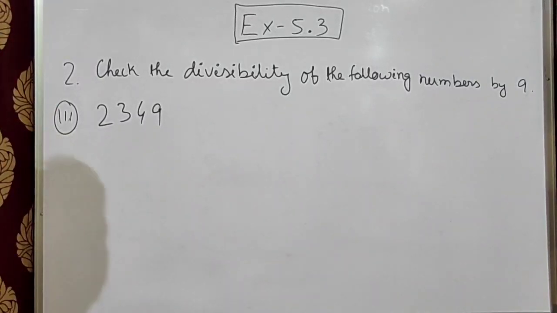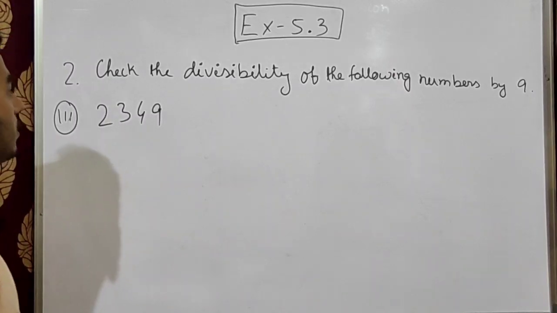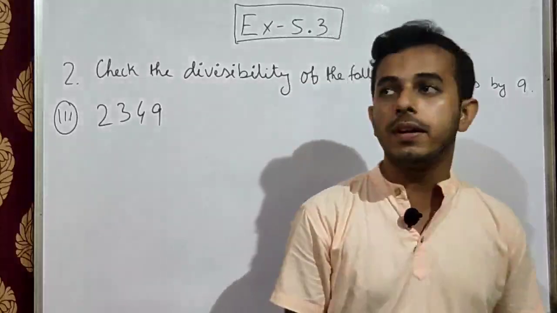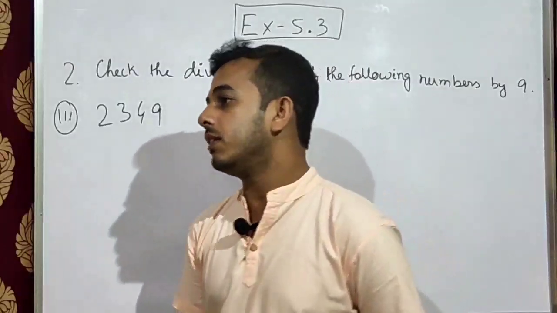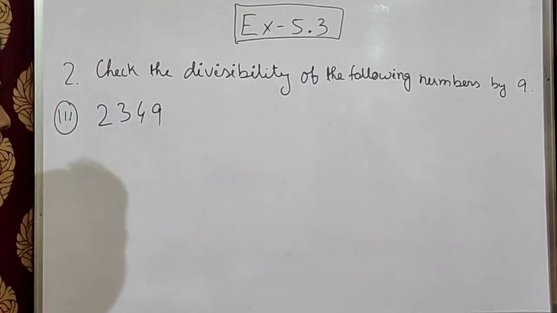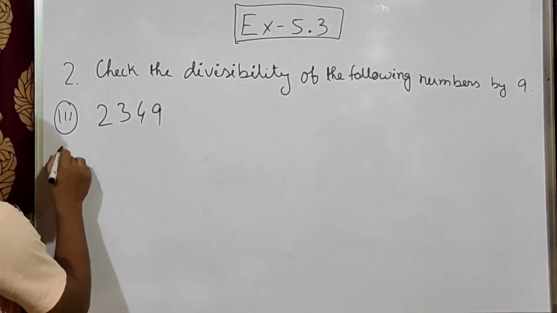Okay. Now we perform another type of divisibility. Now here the question is 2349. Is it divisible by 9? Let us find, right? So first of all, we have to find the sum of the digits.